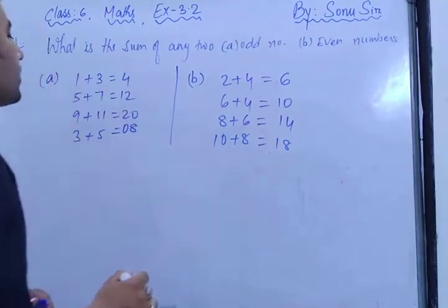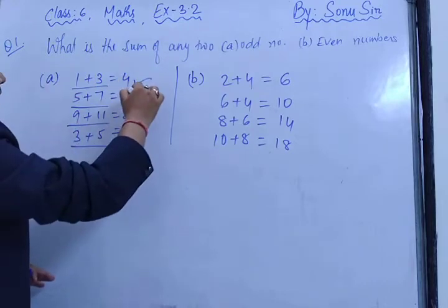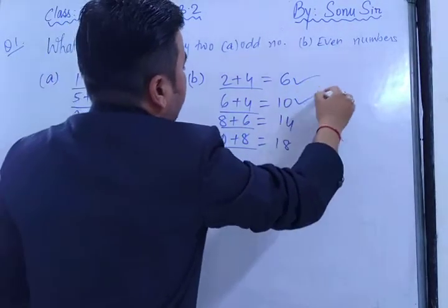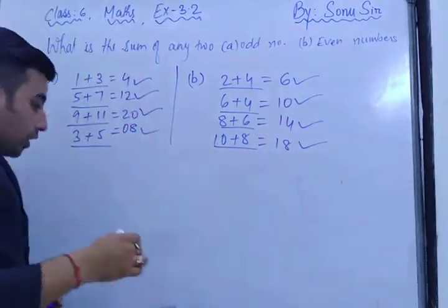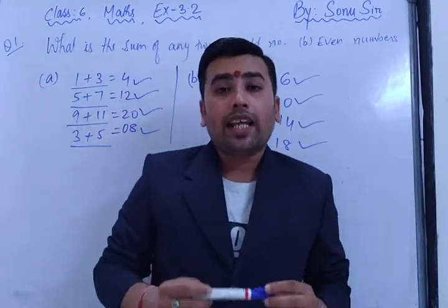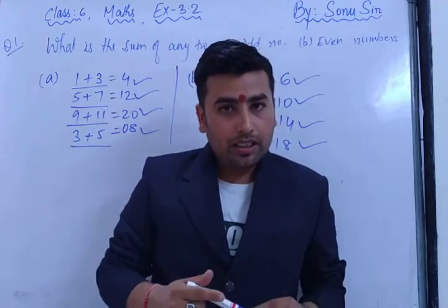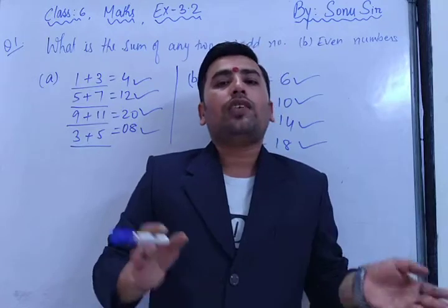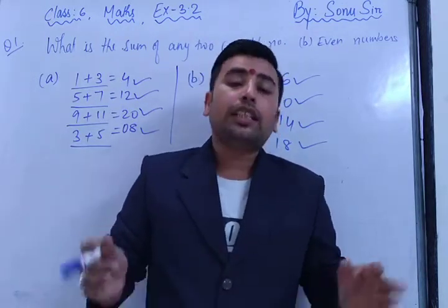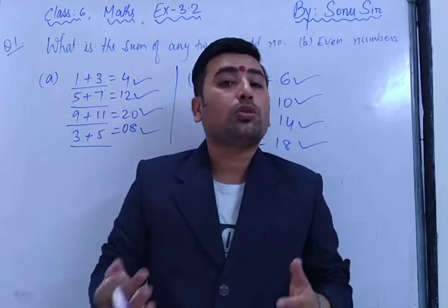So you can see here, by adding two odd numbers, we are getting even numbers. And by adding two even numbers, then also we are getting even numbers. So what the question wants to teach us is, by adding any two odd numbers, we get a result of an even number. And when we are adding two even numbers, then also we are getting the answer as an even number. So this is what the question wants to teach us.